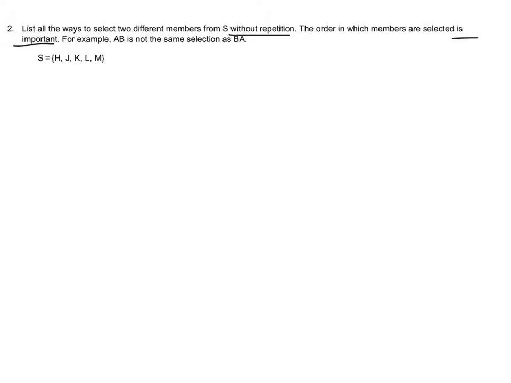To begin this problem, I'll first look at the first member, which is H. H cannot be paired with itself because we're listing it without repetition. So I'll move on to J. H can be paired with J. H can also be paired with K. H can be paired with L, and H can also be paired with M. So those are my four pairs for H.